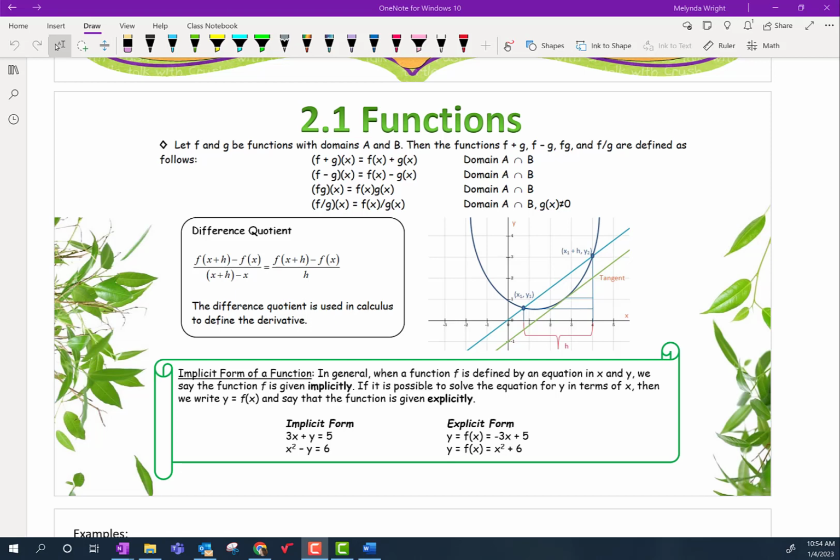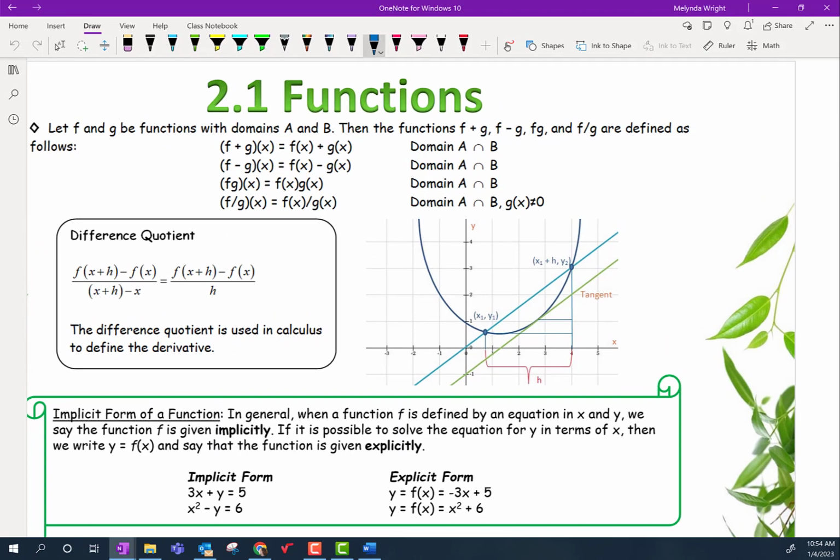All right, let's take a look at our lesson today. So we're going to be working with functions in this unit. Before we jump into the more difficult things like the difference quotient, I want to review functions in general. We just need to dig back into our memories. What does it mean to be a function?